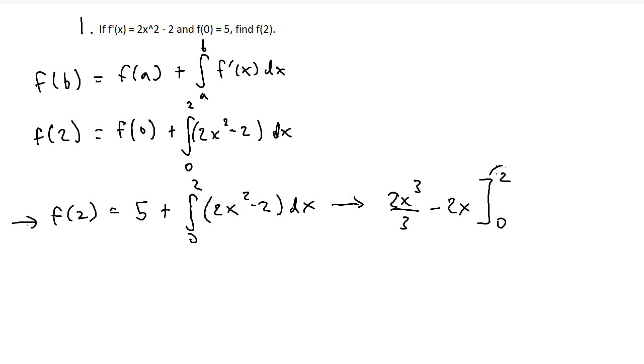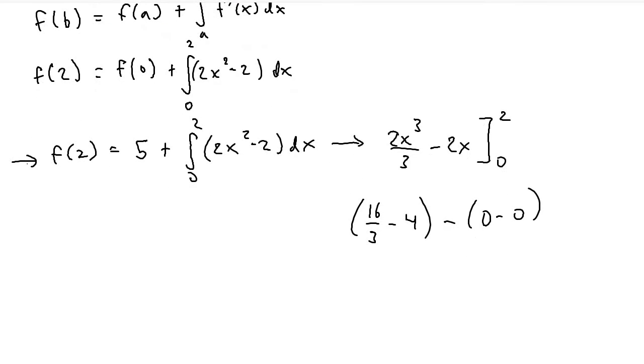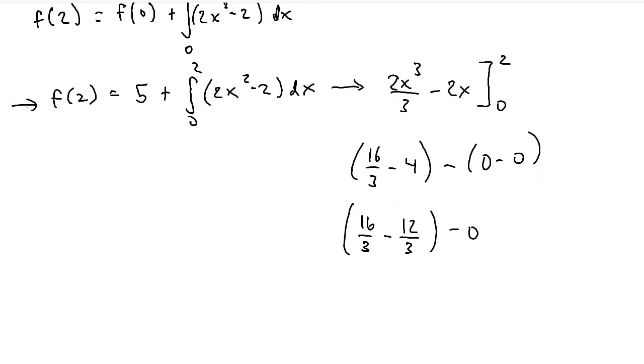When I plug in my top bound 2 into the equation, I get 2 cubed, which is 8, times 2, 16. So we get 16 over 3 minus 2 times 2, which is 4. Then minus, when I plug in the bottom bound 0, I just get 0 minus 0. I can change 4 to have the common denominator, so we get 12 over 3. So 16 over 3 minus 12 over 3 minus 0, and we get 4 over 3 as the integral of 2x squared minus 2 from 0 to 2.